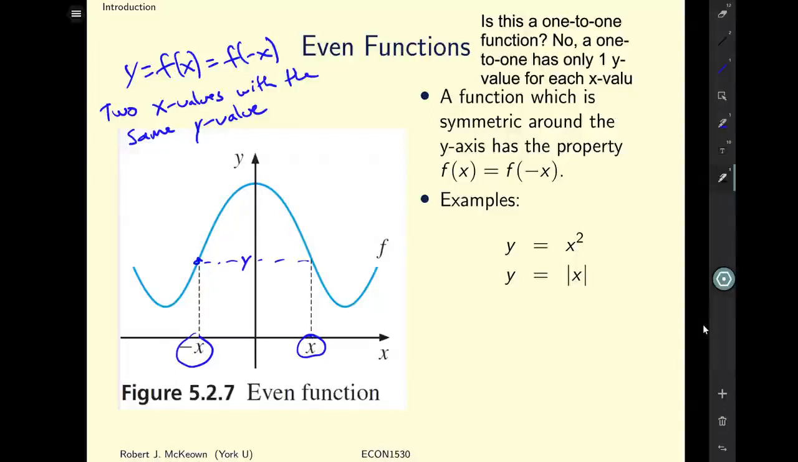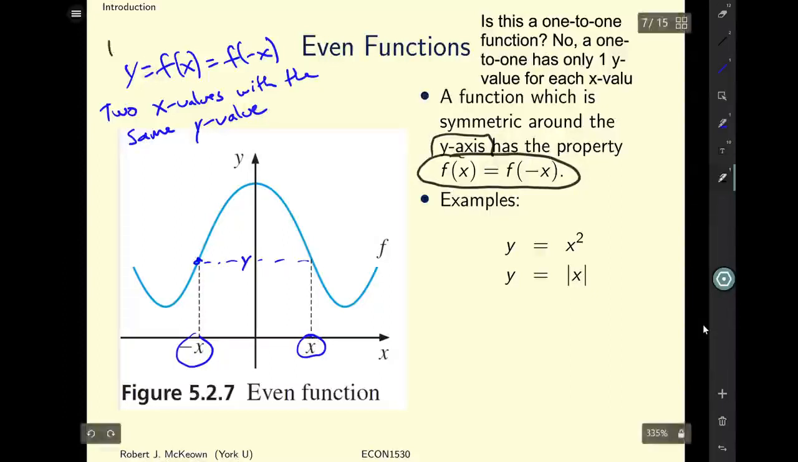In fact, in general notation, a function which is symmetric around the y-axis has the property that f of x is equal to f of negative x. So this is one property that it has. It has another property too.